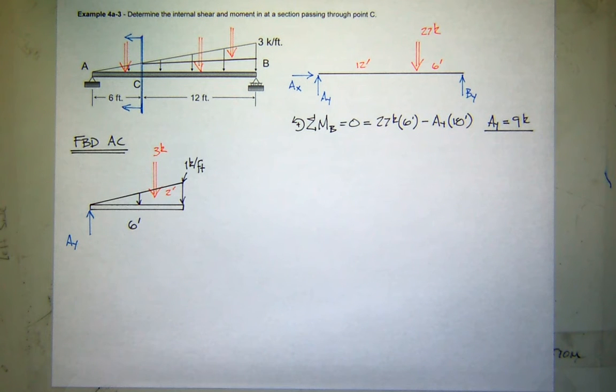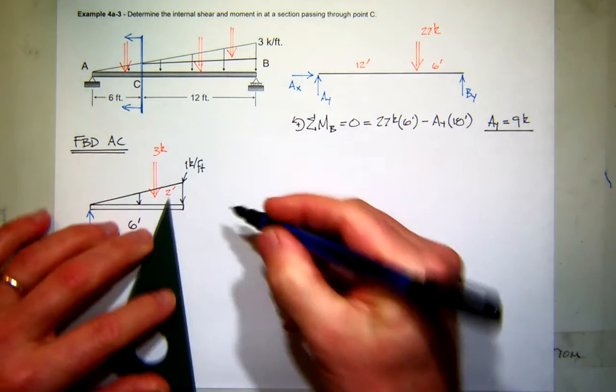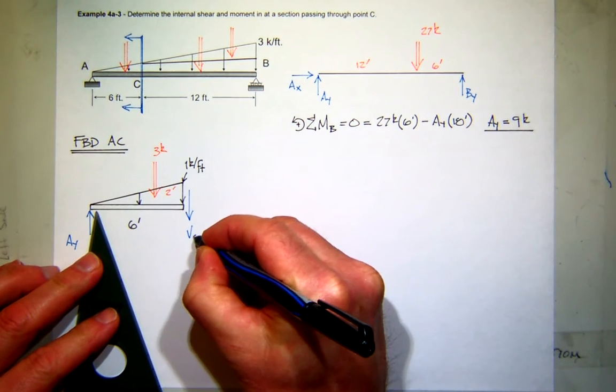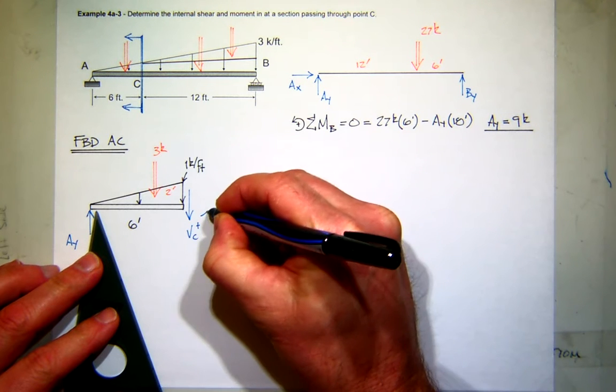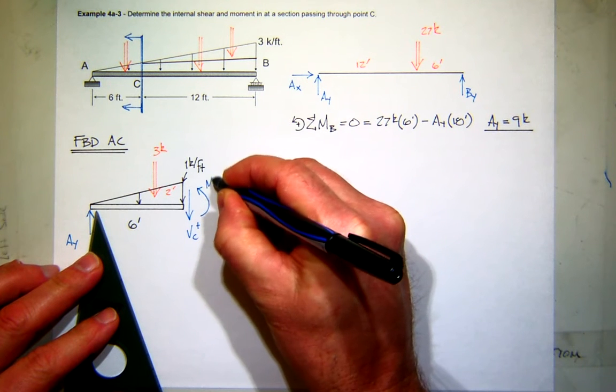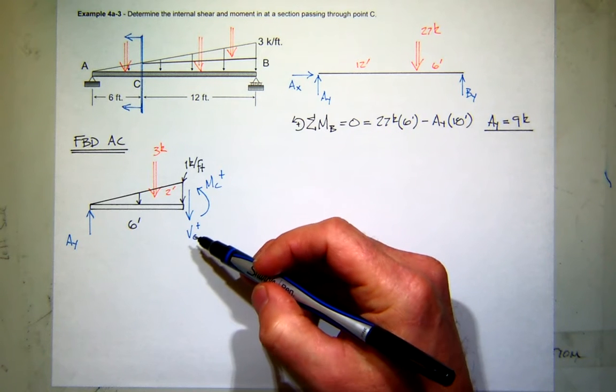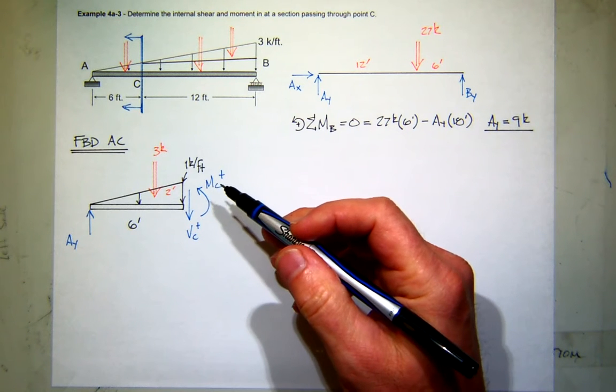Everybody see that? So now I'm going to actually find my internal forces. So this is where I'm going to come in now and assume positive shear at C and positive bending moment at C. So these are my sign conventions for shear force and bending moment. We've talked about those before.